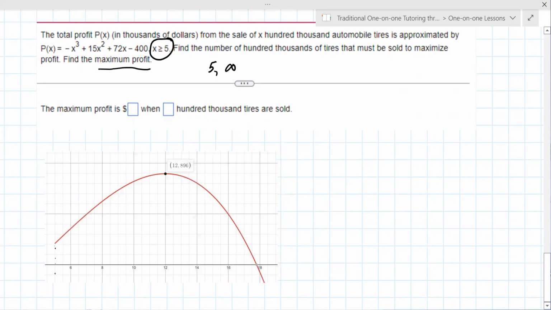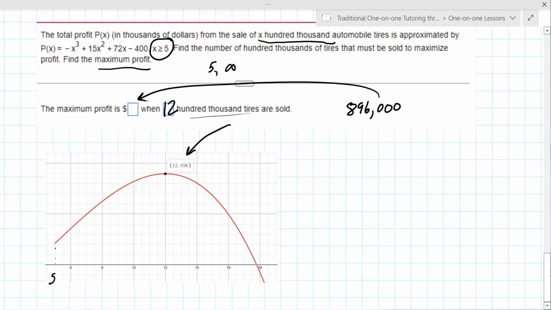But this is what the graph looks like. You can see I started it at 5. I didn't let it go from 0. And the maximum profit is right up here at the top. Now there's a little bit of weirdness with the units. It says it's 896, but it's in thousands of dollars. So your profit is 896 with 3 zeros there. And because x is already in 100,000 automobiles, that is your x right there. Your x is 12, but your profit is this other number here.